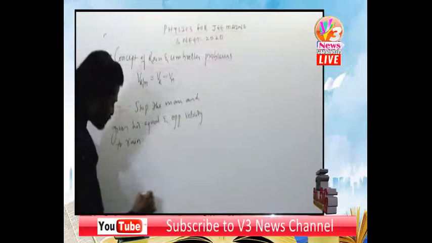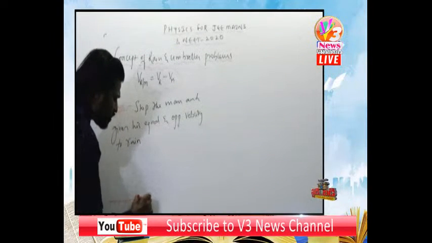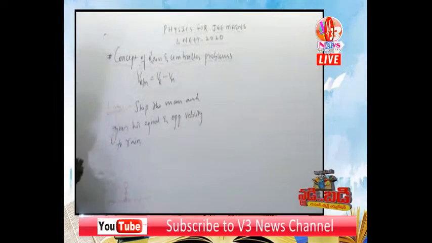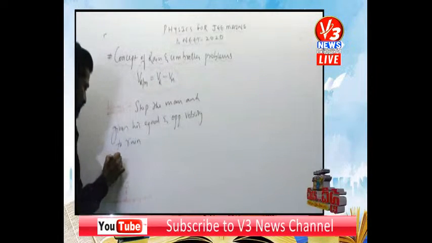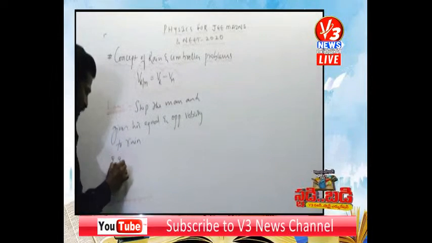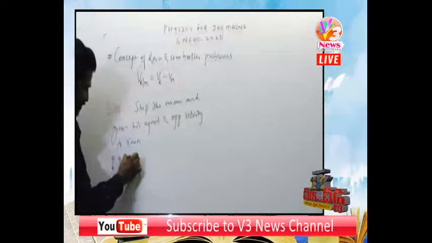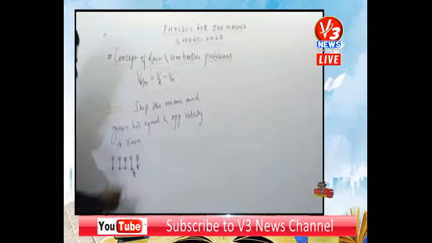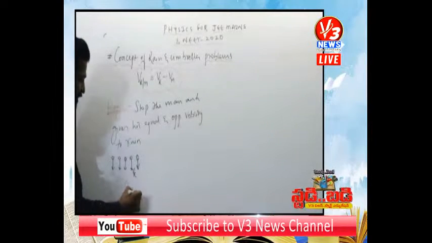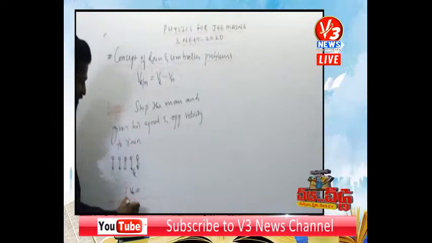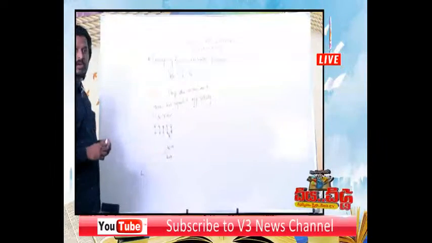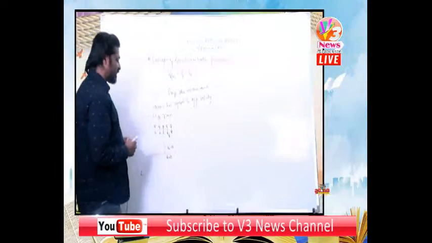For example, this is the ground on which a man is standing, and this is the position of the man, and here is the rain falling in the downward direction. This is the velocity of the rain. When the man is at rest, that is, velocity of man is equal to 0, the rain appears to be falling on him in the downward direction.